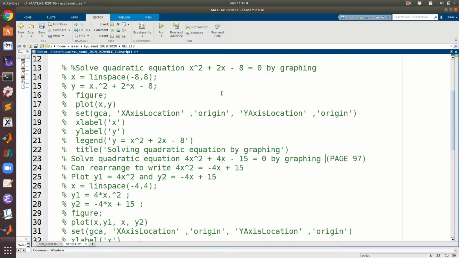So we could have done it just as we did this one here by just plotting it, but I just wanted to show you something different. We can rearrange that equation and write it in the form 4x squared equals -4x plus 15, so that we now plot two curves. One will plot y equals 4x squared, and the other will plot y equals -4x plus 15, and the point of intersection of these two curves, y1 equals 4x squared and y2 equals -4x plus 15, is going to be the solution.